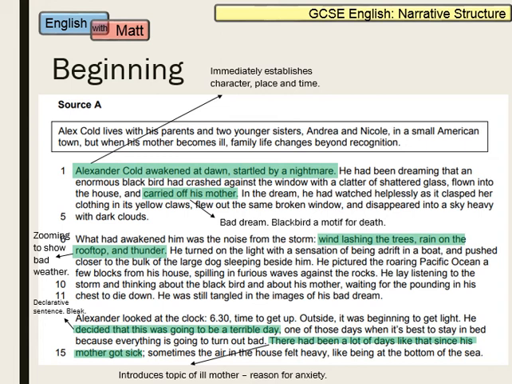So Alex Cold lives with his parents and 2 younger sisters called Andrea and Nicole in a small American town. But when his mother becomes ill, family life changes beyond recognition.